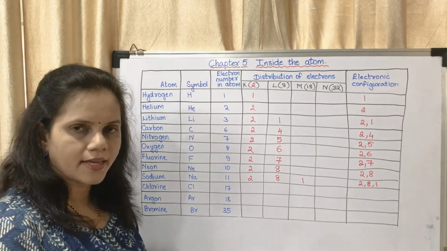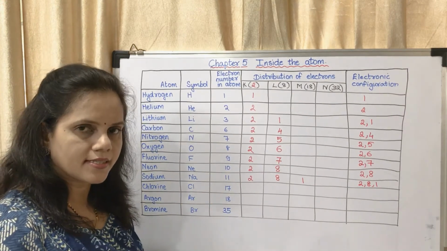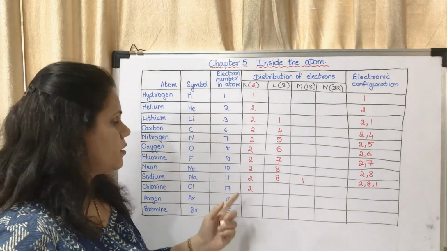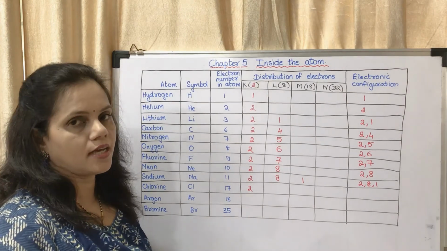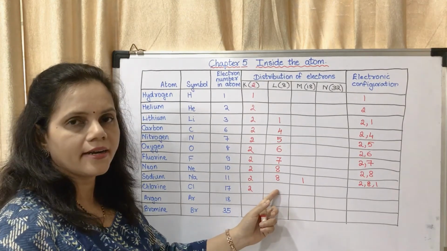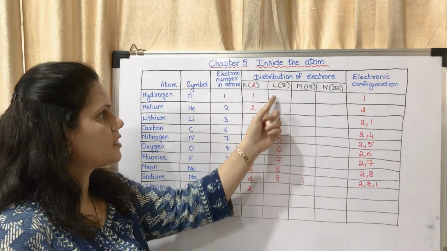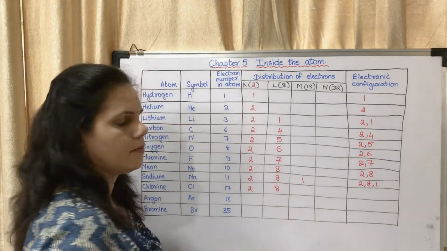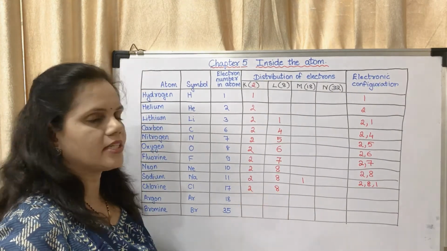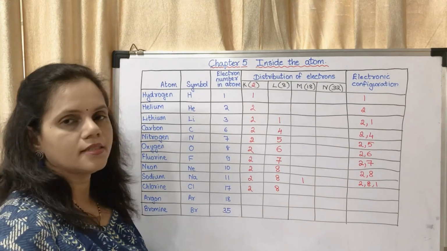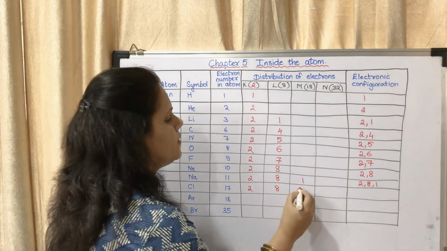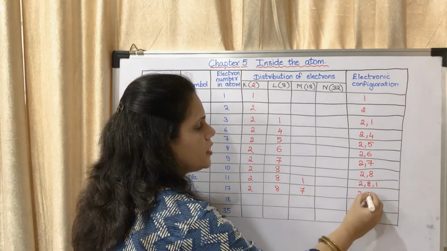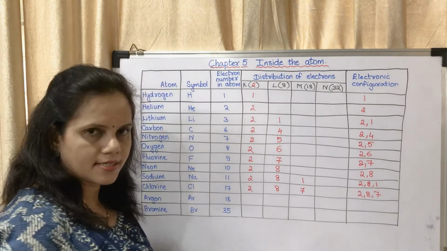Next, chlorine. Atomic number is 17. Number of electrons is 17. How many in the first shell? 2. How many are remaining? 17 minus 2, 15 are remaining. Can 15 be accommodated here? No. Why? Because a maximum of only 8 could sit here. So 8 will get accommodated here. 2 plus 8, 10. How many remaining? 7. So 7 will get accommodated in the next shell. So the electronic configuration is 2, 8, 7.